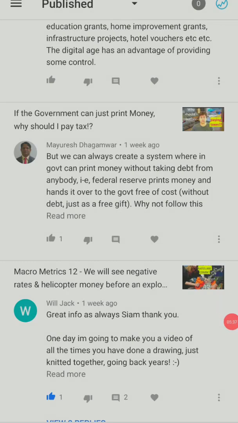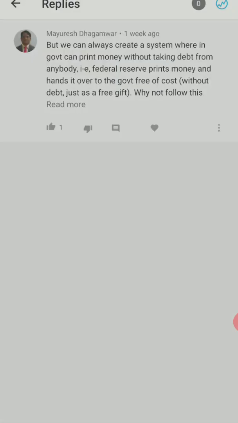So Mayoresh Dagamwa, hopefully I've said that the right way, has said, we can always create a system wherein government can print money without taking debt from anyone, i.e. Federal Reserve prints money and hands it over to government free of cost without debt, just free as a gift. Why not this approach and cancel all taxes, not just income tax?